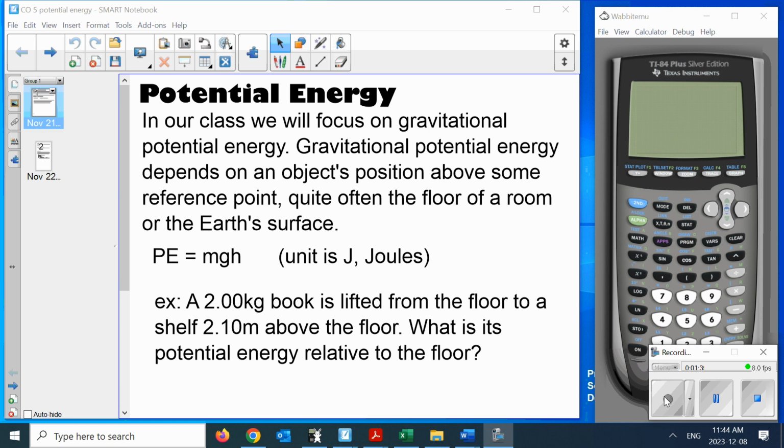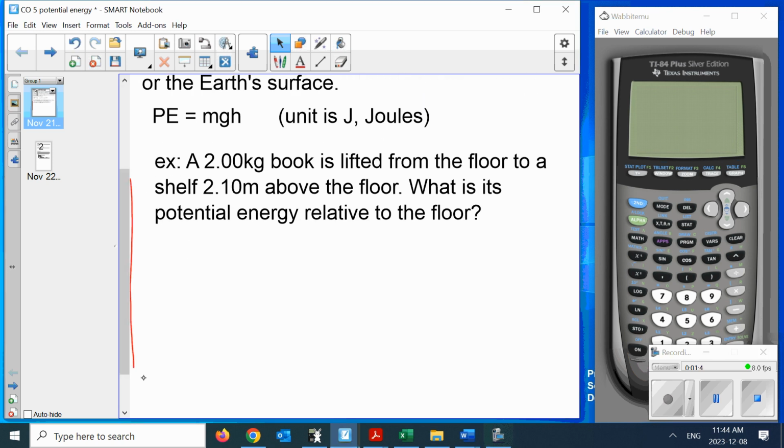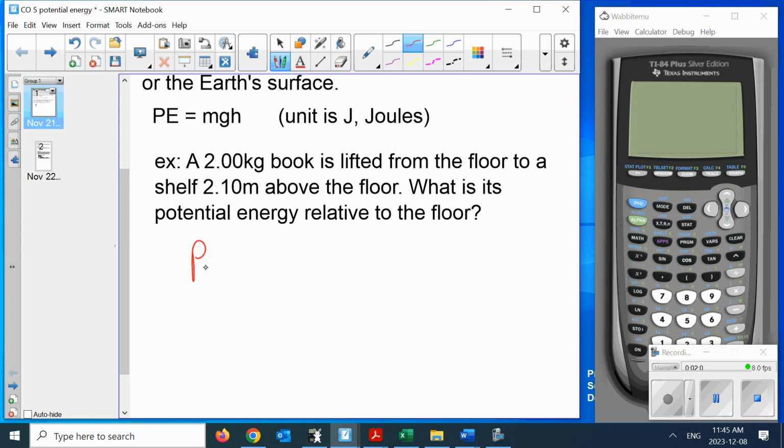A 2 kilogram book lifted from the floor to a shelf 2.1 meters above the floor. What's the potential energy relative to the floor? I can only do potential energy relative to the ground outside if I held it out the window. It would make sense. Okay, mgh. It's a really easy one.